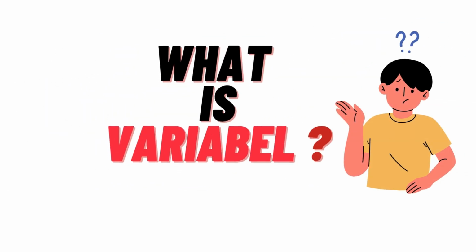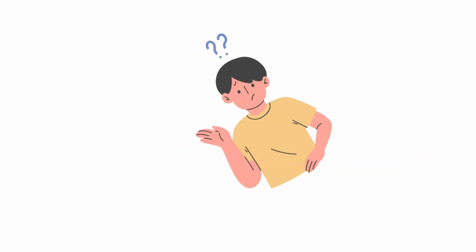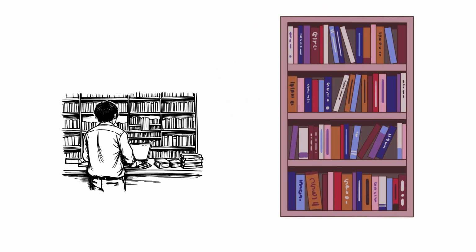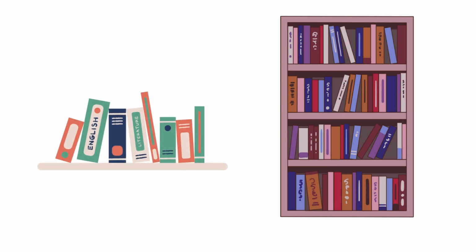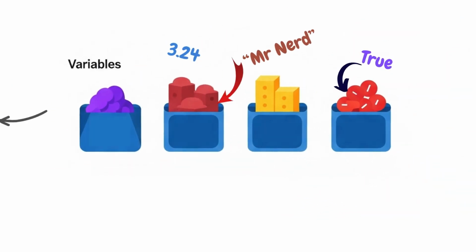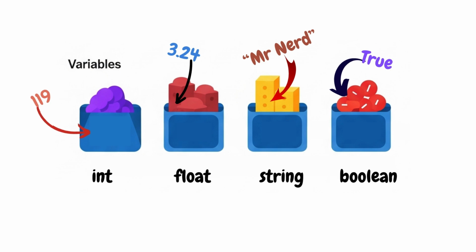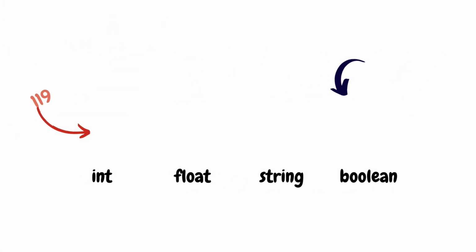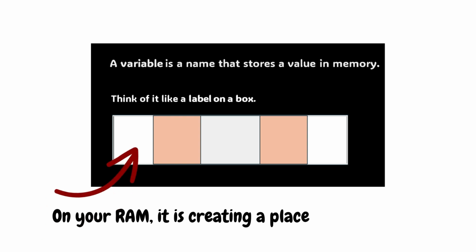What is a variable? Imagine you are in a library. Every bookshelf has a label like science, history, or Python books. Inside the shelf, you store books that match that label. In programming, a variable works just like that label on the shelf. A variable is just a name you give to a piece of data you want to store in memory.